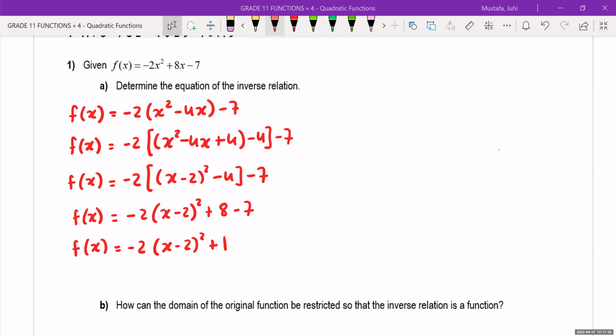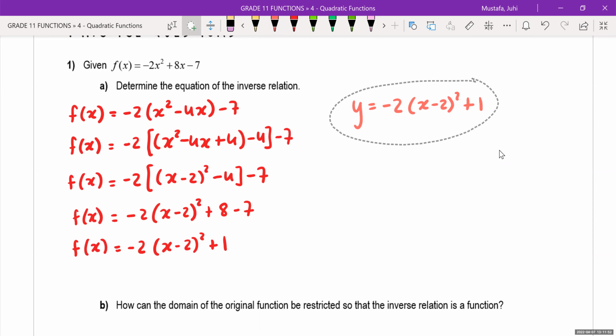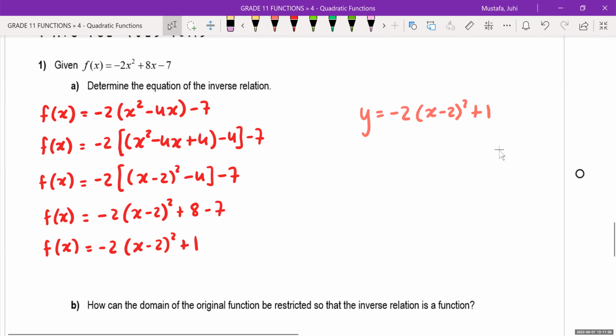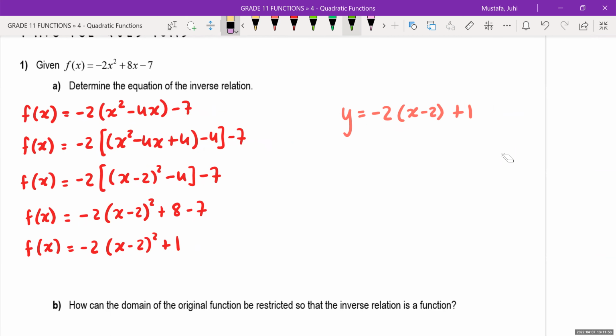Okay, we are now ready to figure out the equation of the inverse. So remember, you replace the f of x with y. It's y is equal to negative 2(x minus 2) squared plus 1. And I think we've done enough practice on this, so hopefully you guys are getting the hang of it. We replace the x and the y, so we're going to get x equals negative 2(y minus 2) squared plus 1.